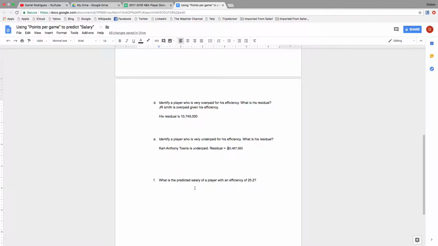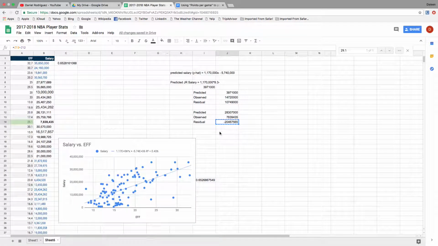So now the last question is, what is the predicted salary of a player with an efficiency of 25.2? So we would need to use our linear model again and find our predicted when x, or the efficiency, is 25.2. So that equals, our equation again is 1,170,000 times x, the efficiency of 25.2, minus 5,740,000. So this player's predicted salary is $23,744,000.